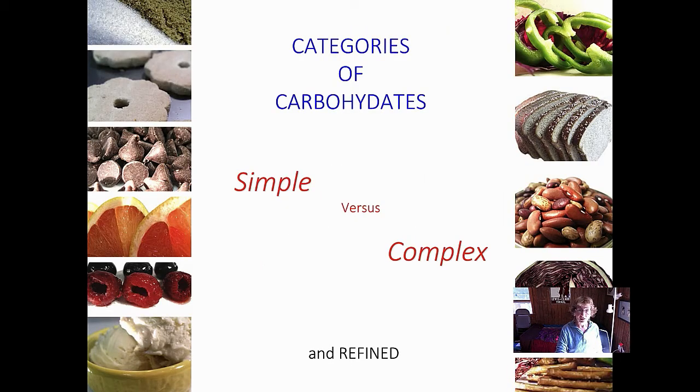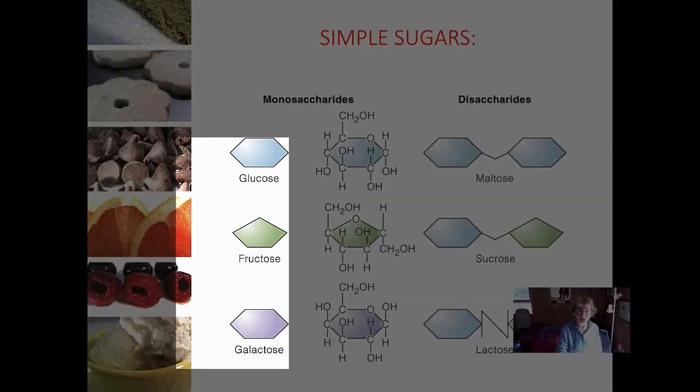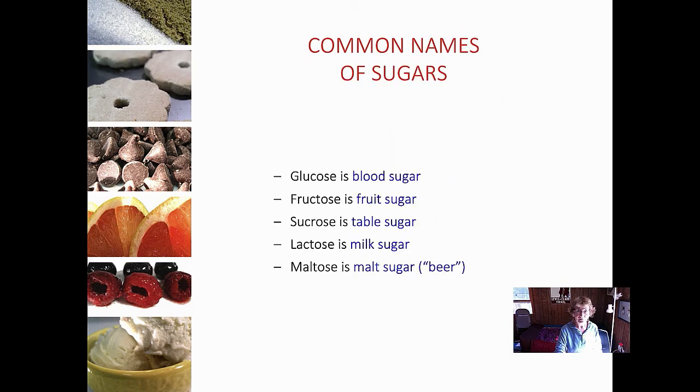We categorize carbohydrates as simple and complex, as well as refined. Simple sugars are made up of monosaccharides on the left, glucose, fructose, and galactose. No, you don't have to remember any structures. And they're also made up of the disaccharides, 2 monosaccharides linked together. 2 glucose molecules give us maltose, glucose and fructose give us sucrose, glucose and galactose give us lactose.